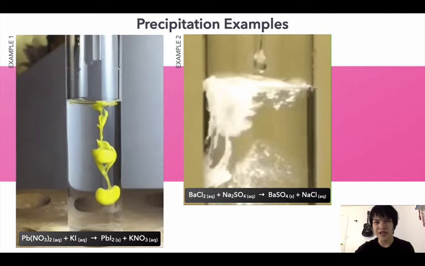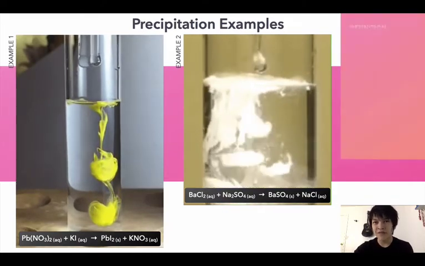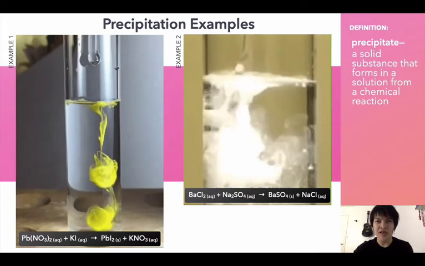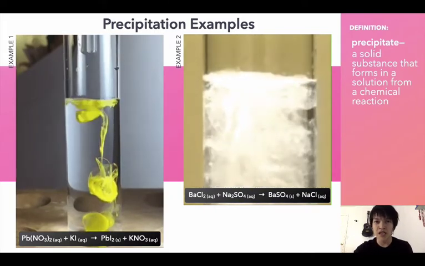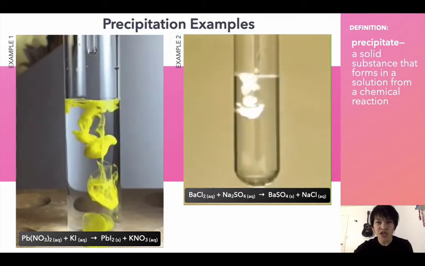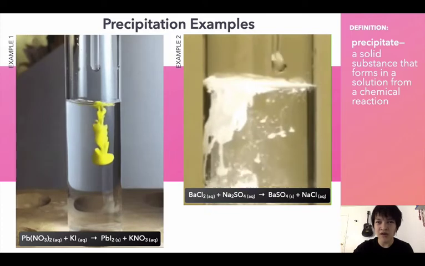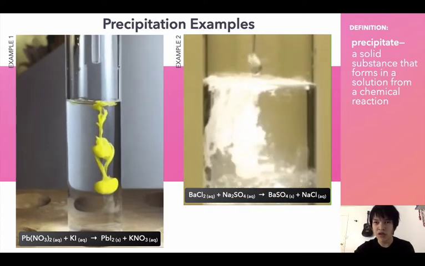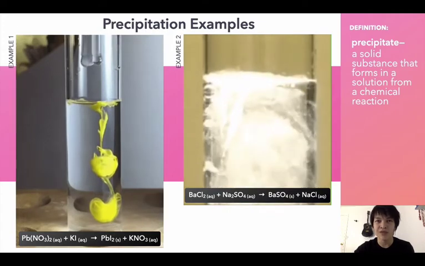Do you have an idea of what precipitation means? Defined, a precipitate is a solid substance that forms in a solution from a chemical reaction. Precipitation is just the act of this happening. Precipitate can also be used as a verb. The solids are precipitating from this chemical reaction.